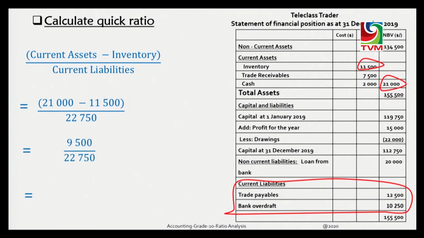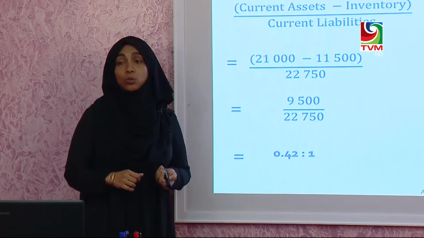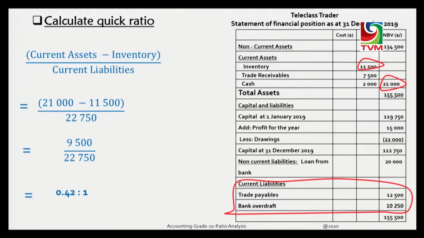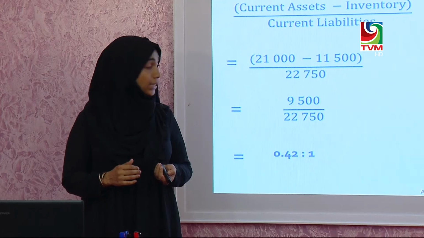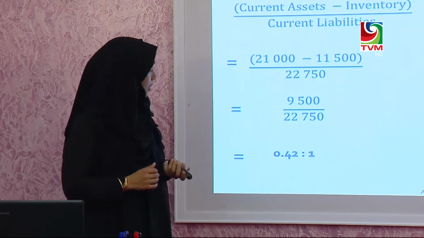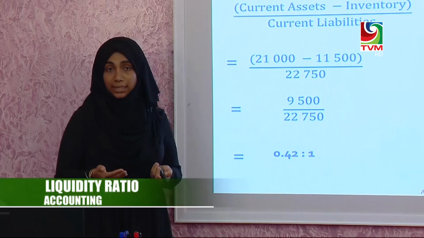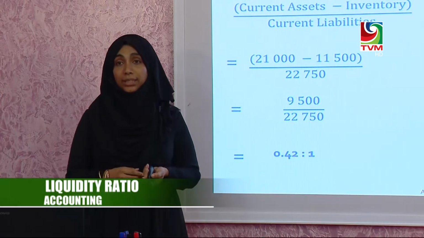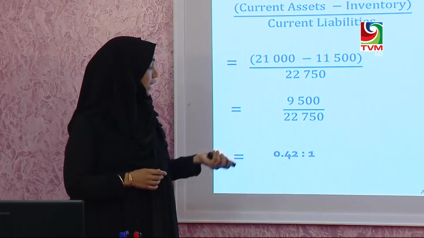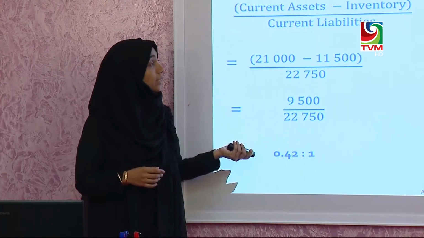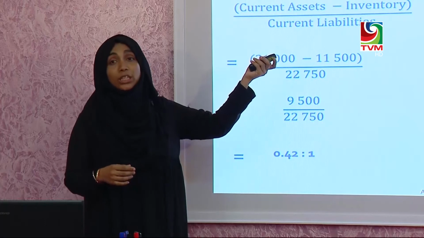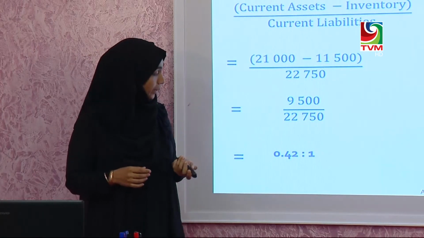So quick ratio is 9,500 divided by 22,750. It is 0.42:1. So it means that for every $1 of current liability, Teleclass Trader has $0.42 of liquid assets to pay their immediate debts. Here liquid assets means inventory is not included in this formula, that is why.